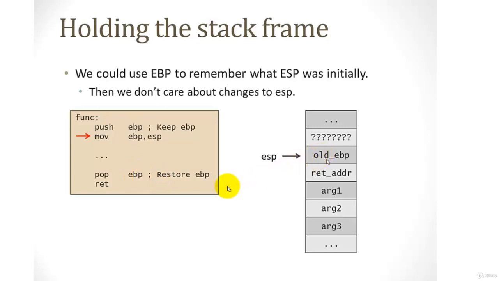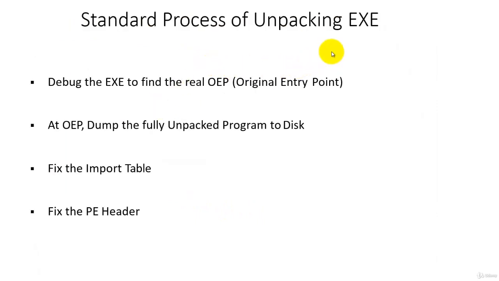So this is how we can make use of this characteristic to track when the unpacker has finished unpacking and is about to return to the extracted exe to execute. We can put a hardware breakpoint on EBP. Now the standard process of unpacking an exe is like this. We will debug the exe to find the real OEP, and then once we find it, we dump the fully unpacked program to disk. Then you fix the import table, and if necessary, also the PE header.